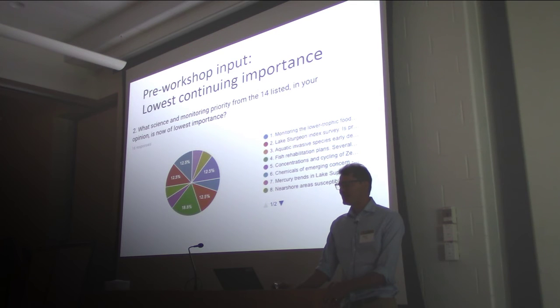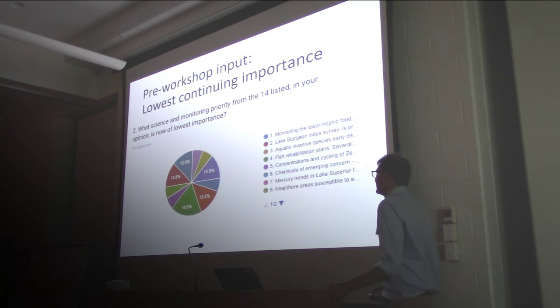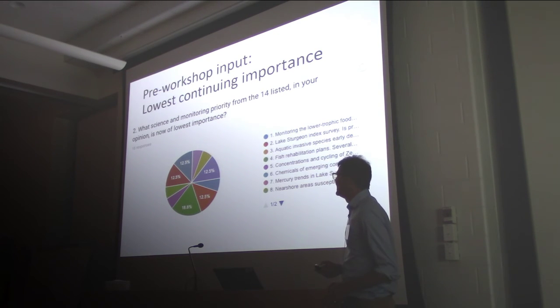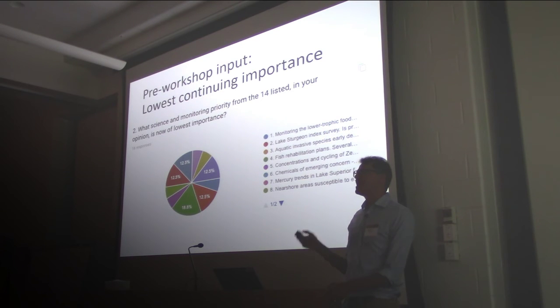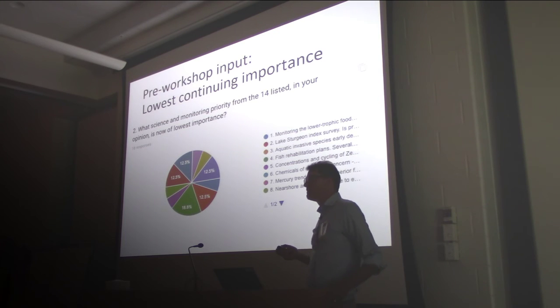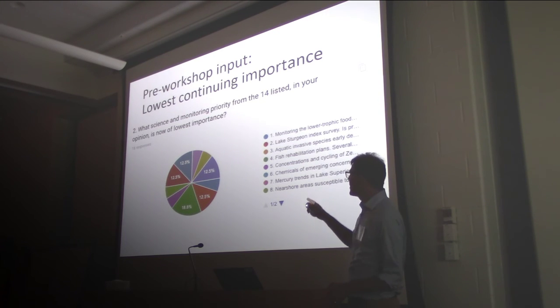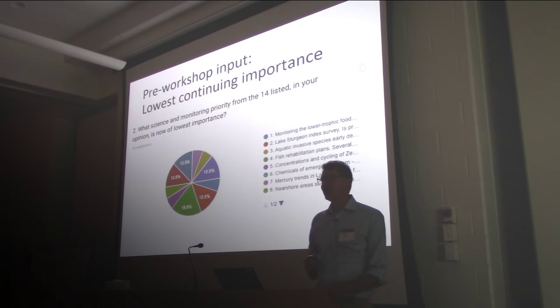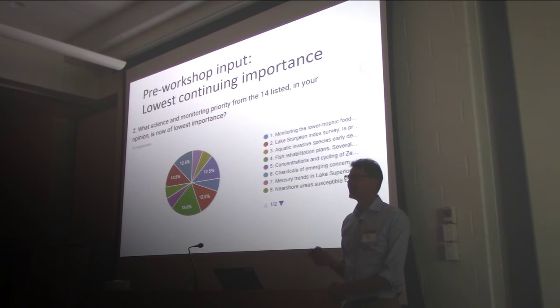In terms of lowest continuing important, again, we can see the diversity in terms of opinion. So even the top priority from the last slide does show up as the lowest importance. And again, the colors are probably hard to match here for you, but the idea is that there's a lot of variety in terms of what is the lowest. That 18.8%, again, there's not a lot of people feeding into this, but if the fish biologists could close their ears for a second, that was support for fish rehab plans.